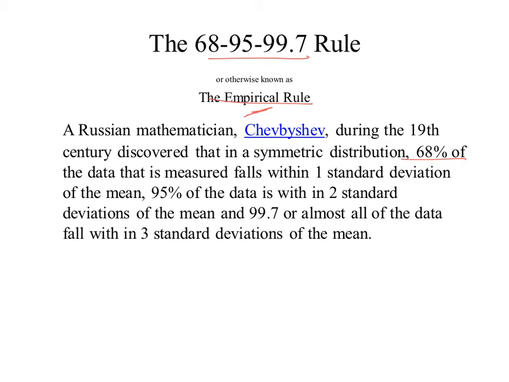Instead of 75% falling within 2 standard deviations, we can see that almost 68% of the data will fall within 1 standard deviation either side of the mean. 95% of the data falls within 2 standard deviations, and almost all falls within 3 standard deviations. These are rules of thumb, and we're going to learn some other, more exact ways to calculate this. But let's concentrate on the empirical rule right now.